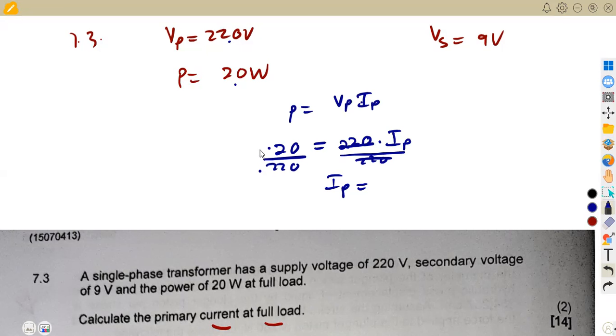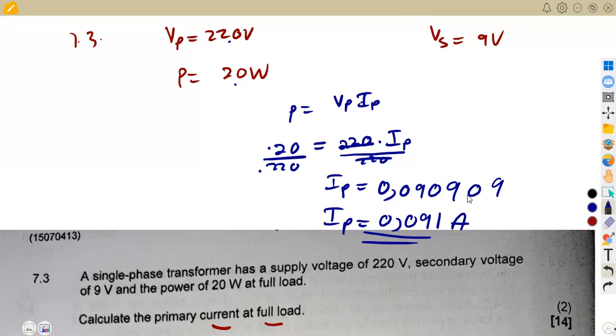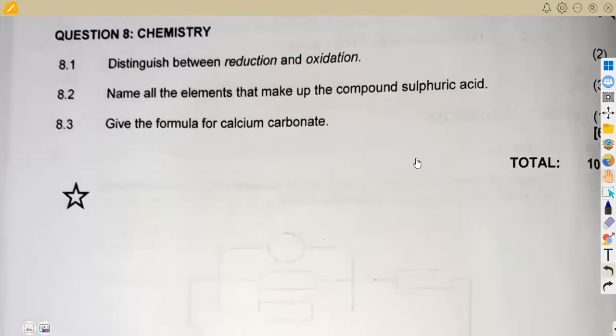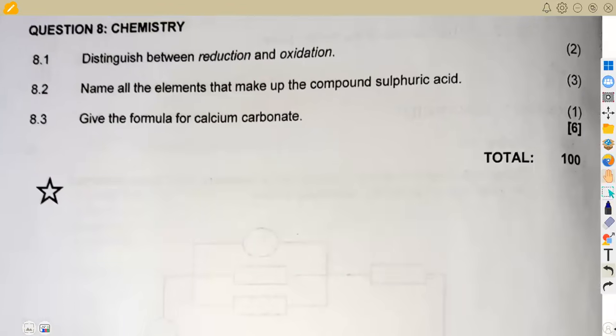That gives us the current in the primary. If we divide, we obtain 0.090909, which is 0.091 amps to three decimal places. All right, so that's it. 2 marks for that. Now the chemistry part, question number 8, we're being asked to distinguish between reduction and oxidation.